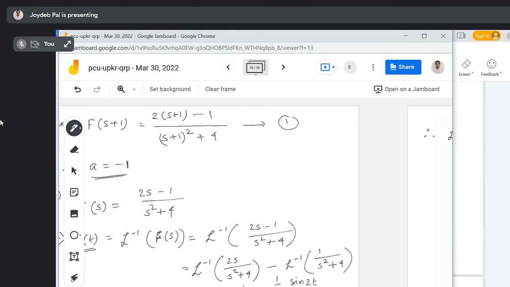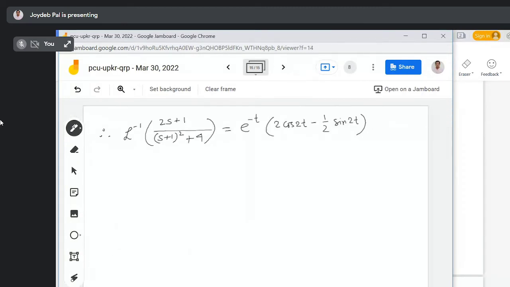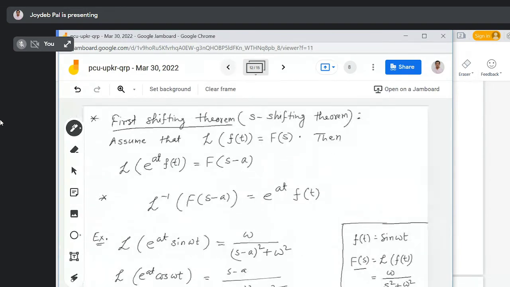Actually पहले और एक दो छोटा छोटा प्रॉब्लम्स करना चाहिए थे, देन ये वाला पूछते तो सही रहता. Okay, I am now asking those. Sir, from where does the e to the power minus t come from? What is the formula of this s shifting? Laplace inverse of f of s minus a is equal to e to the power at into ft. Yes, sir.